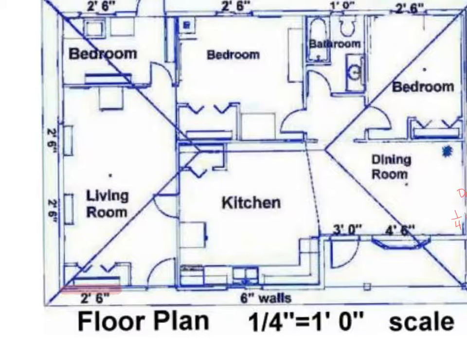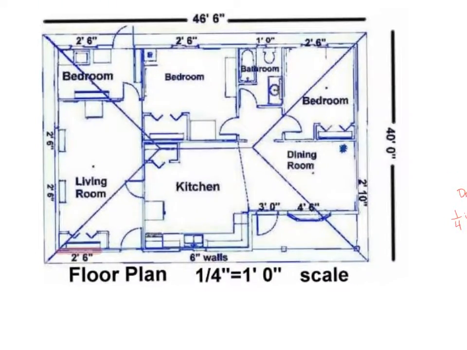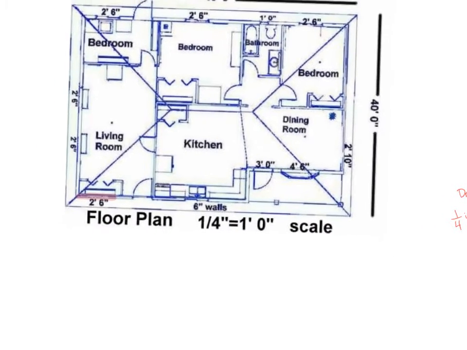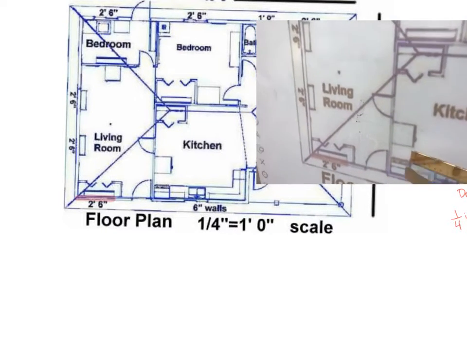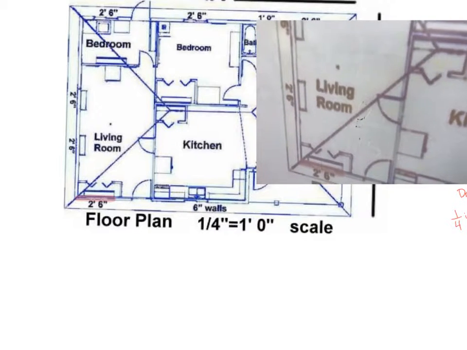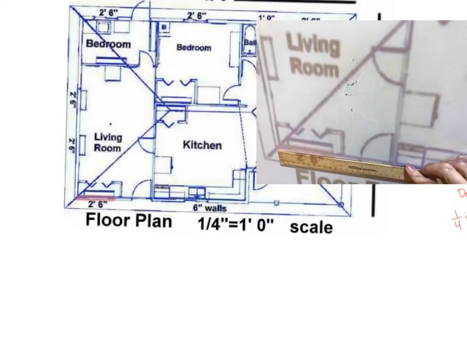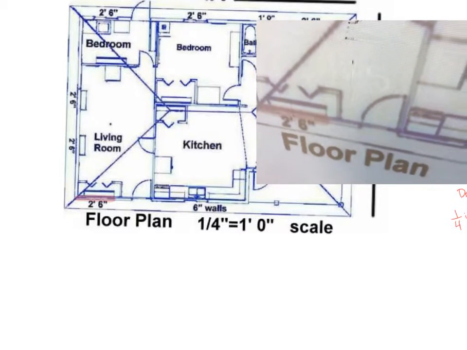Okay? So what they're doing here is, I got it now. So what they want us to do is to see how big the actual house is. So what we would do is we would actually take our ruler and we would measure the distance from here to here. And if I was to measure this here with inches, this measures 8 inches, right? The length of that is 8 inches.